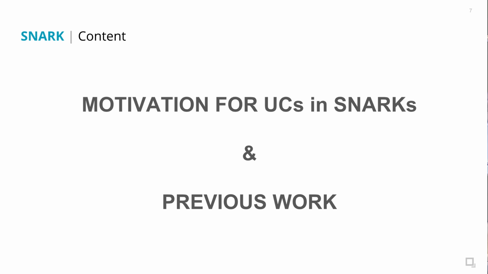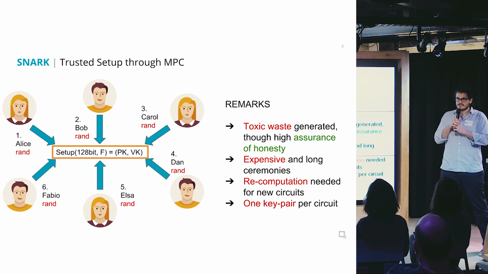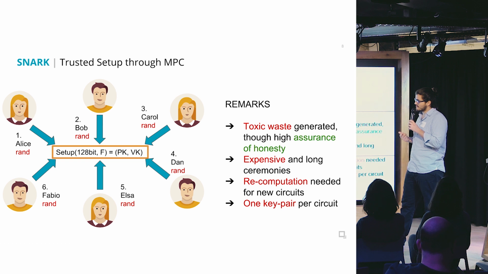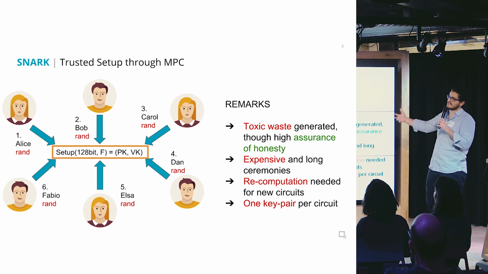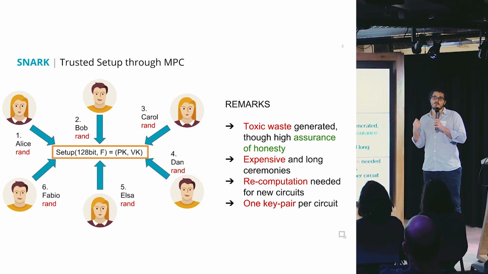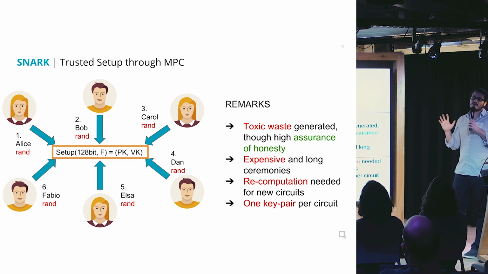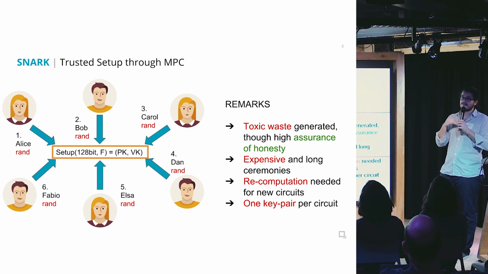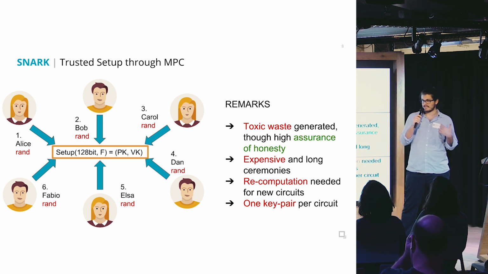Okay, so let's now jump straight into what we want to talk about: universal circuits, right? So what's the motivation? As I was saying before, some SNARK constructions have a trusted setup. The trusted setup is needed because when you generate the proving key and verification key, there is some randomness that needs to be added. This is what we call toxic waste, right? It means that if someone gets their hands on this randomness, they can generate fake proofs, meaning proofs that verify, but without having the actual private data that satisfies the constraints.